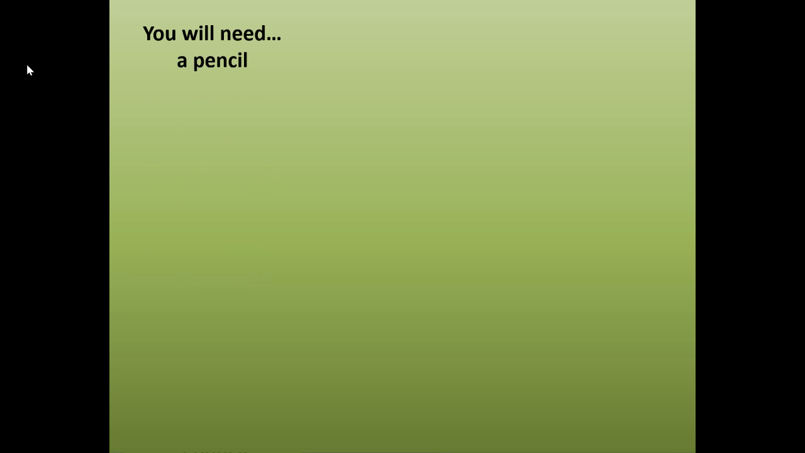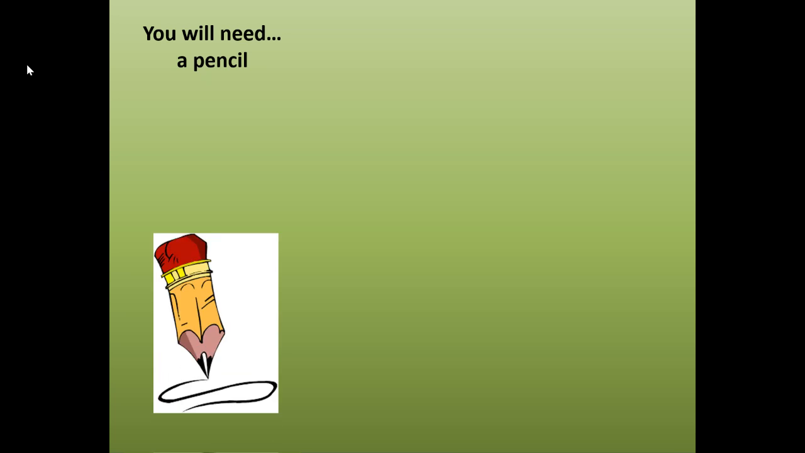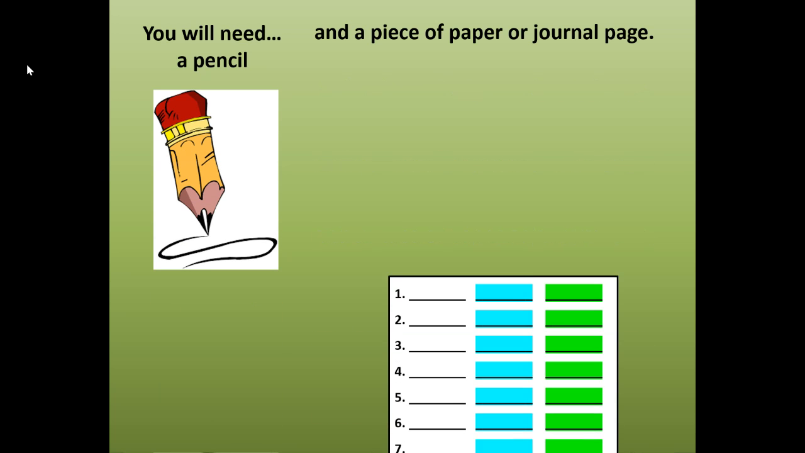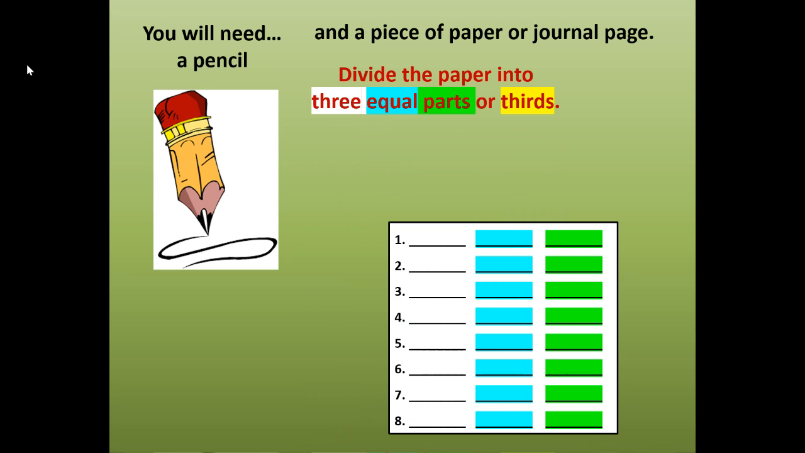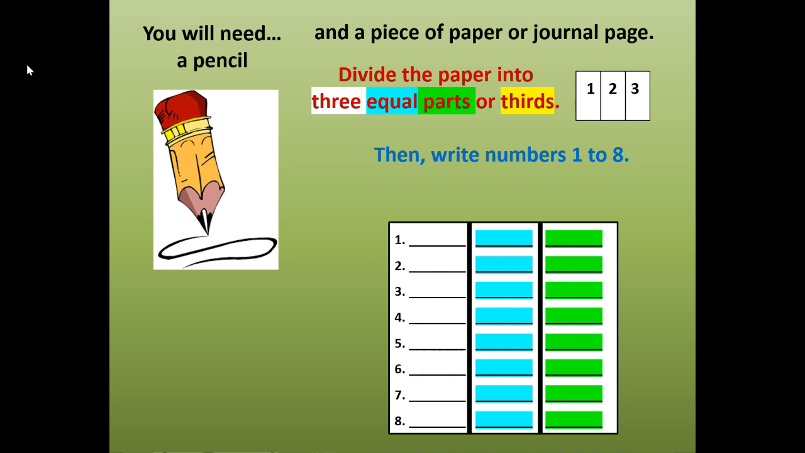So for this lesson, you will also need a pencil and a piece of paper or journal page, and you're going to divide the paper into 3 equal parts, 1, 2, 3, or thirds, and then you're going to write your numbers 1 to 8. And for each number, you're going to write the key vocabulary word. In the second column, you're going to write the synonym.